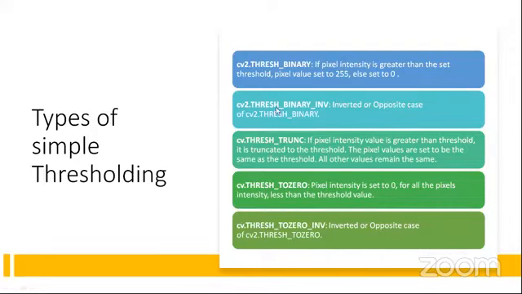THRESH_BINARY_INV is just an inverted case. If the pixel is greater than the threshold, you will assign it a 0, and else you will assign it 255. THRESH_TRUNC: if the pixel intensity is greater than the threshold, it is truncated to the threshold, and all the other pixels remain the same. THRESH_TOZERO: pixel intensity is set to 0 for all pixel intensities less than the threshold value. And this is just the inverted case of it.